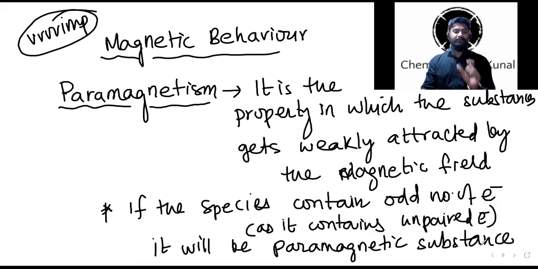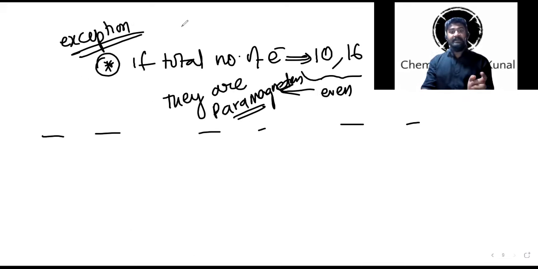First, count the total number of electrons. If it comes out to be odd, para. But if it is even and it is 10 or 16, para.